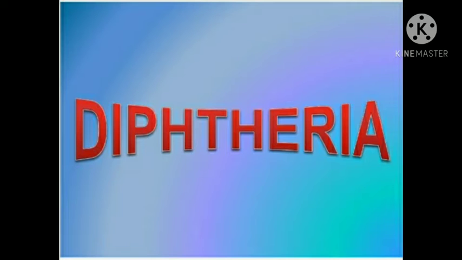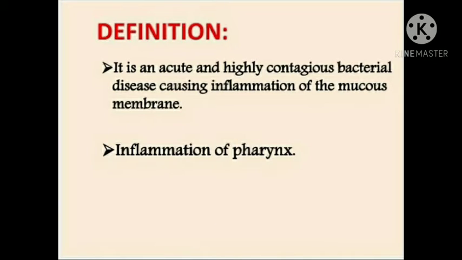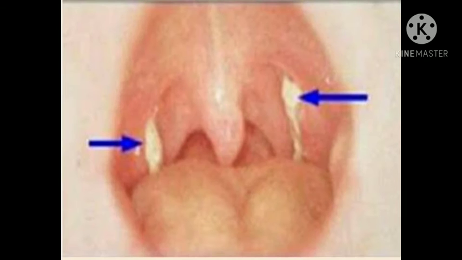The next disease is diphtheria. So what is diphtheria? It is an acute and highly contagious bacterial disease, meaning a highly communicable disease, which causes inflammation, meaning swelling, in the mucous membrane, and inflammation of the pharynx. The pharynx region has a lot of swelling.